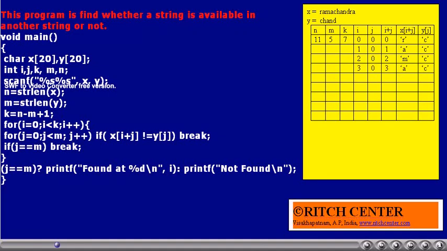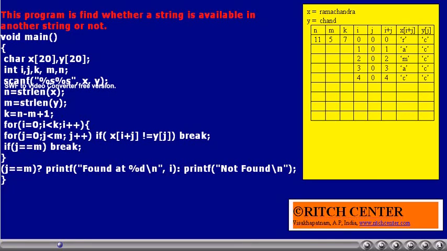Like this, when we verify that the substring starting from 2 and also starting from 3, they are not the same as Chand. Now we have taken I value as 4. That is, we are trying to consider a substring starting from the 4th element of the string.